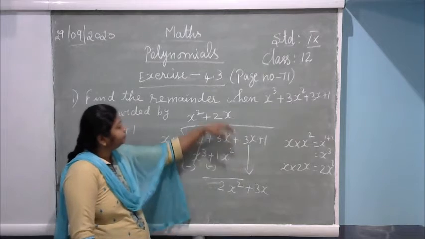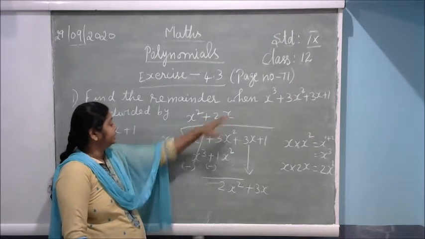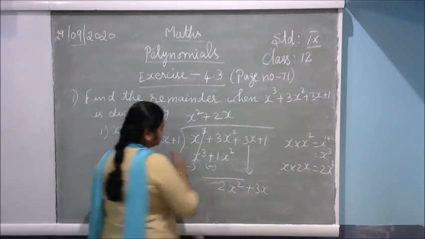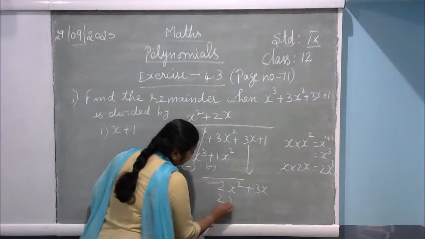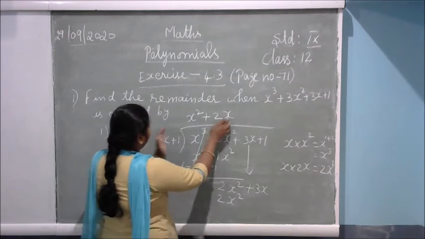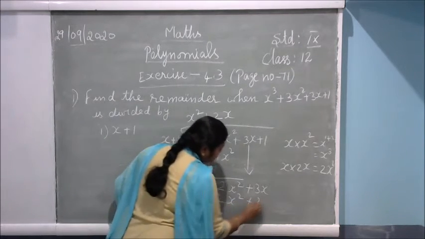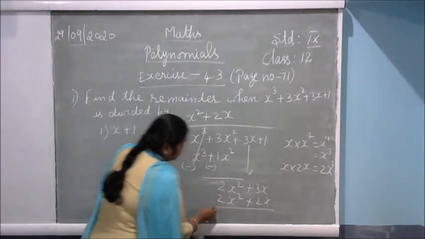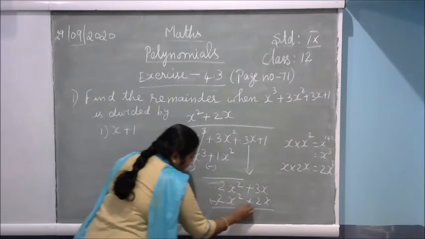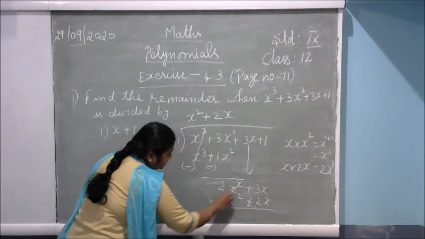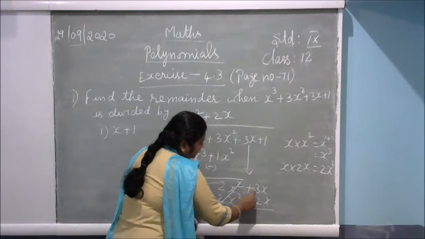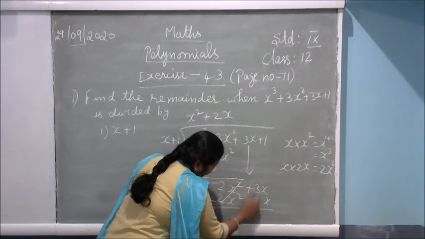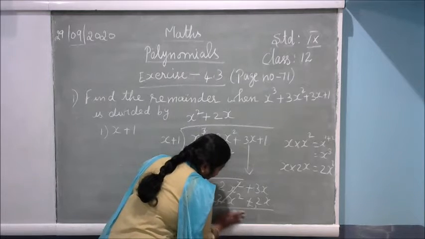So that's the way. 2x into x, you will get 2x square, then 2x into 1 is plus 2x. Now you should subtract these two. If you are subtracting, these two will be cancelled. You will get 3 minus 2. 3 minus 2 is 1. So x, you will get.